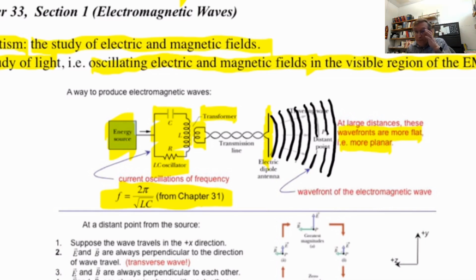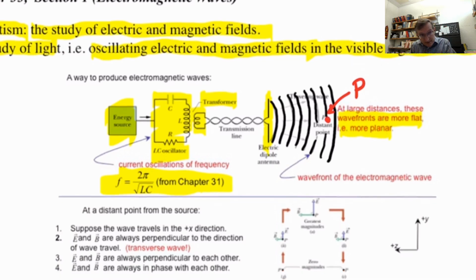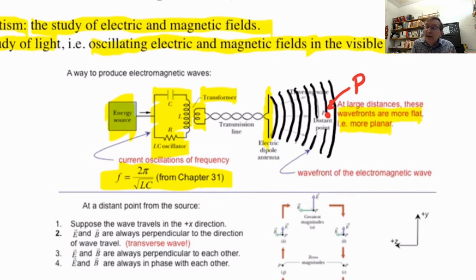Okay, that's a way you can make an electromagnetic wave. Now, I want to imagine that we have planted ourselves, so to speak, at some distant point, really even farther than this, but some distant point P from our antenna, our source. And I want to draw a schematic picture of what the actual electric part of the electromagnetic wave and the magnetic part of the electromagnetic wave, how they behave with time.